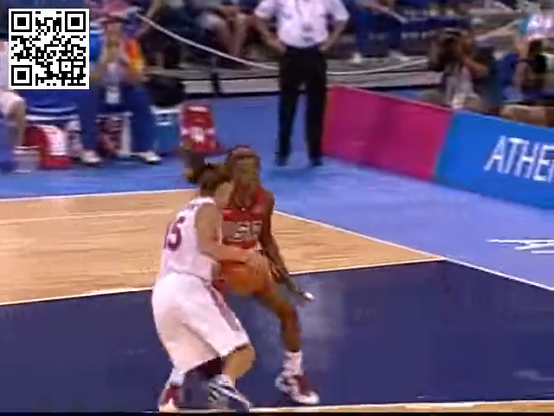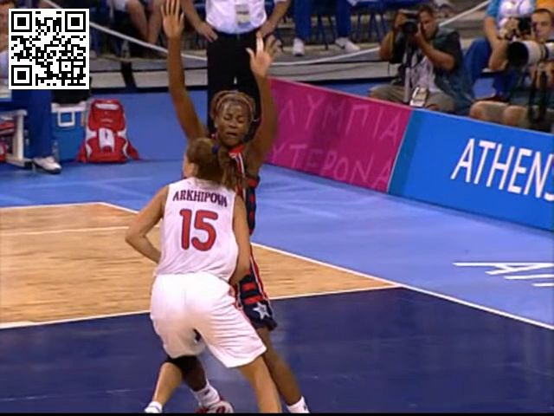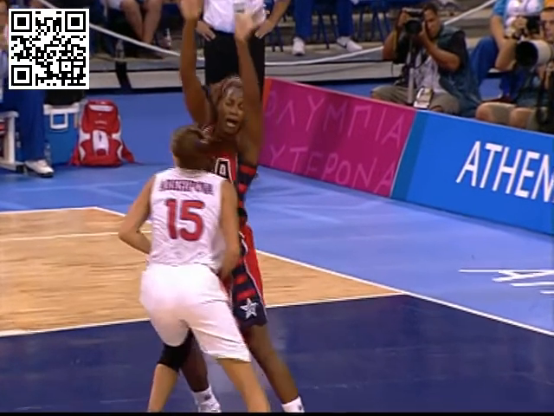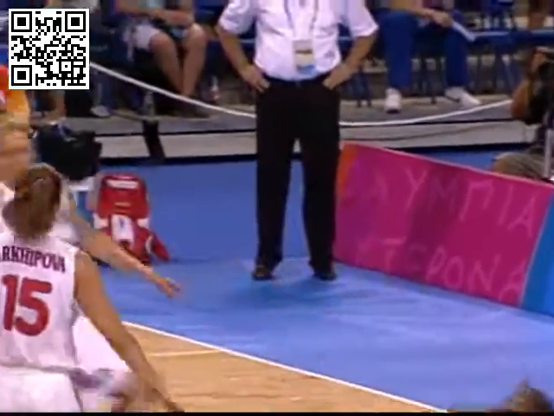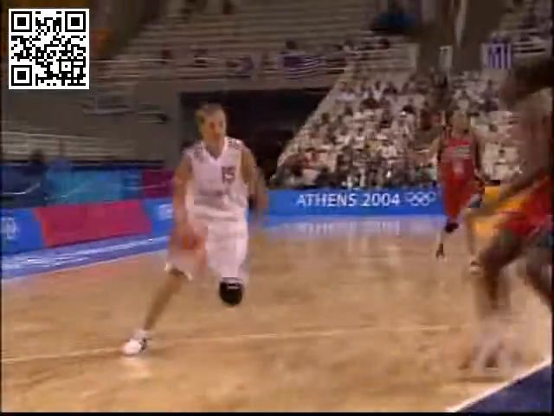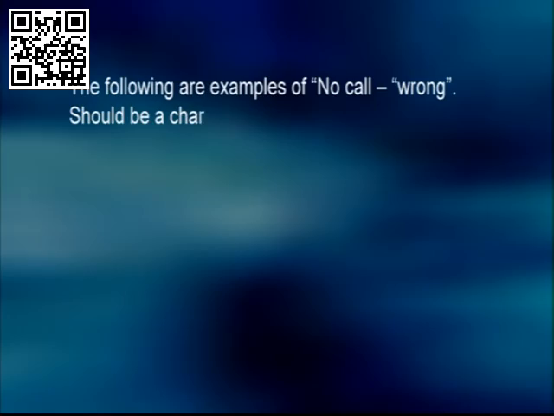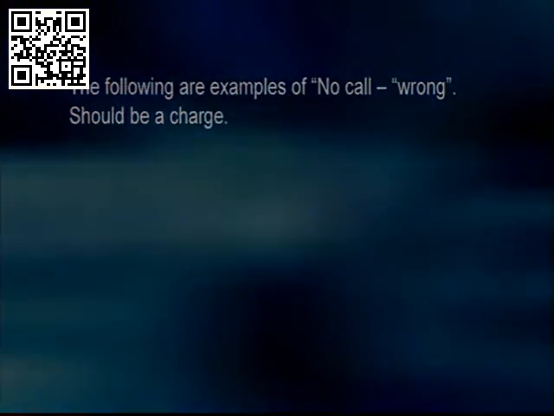If the official had concentrated on the defensive player, they would have observed that Red 7 did nothing wrong, and contact occurs on the torso of Red 7. The following are examples of no call, wrong, should be a charge.